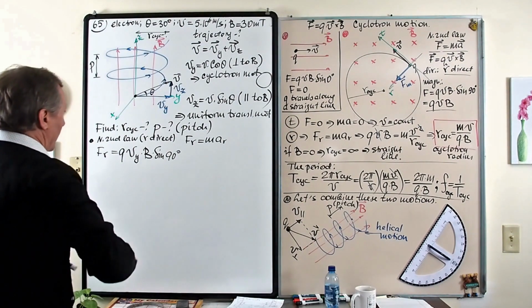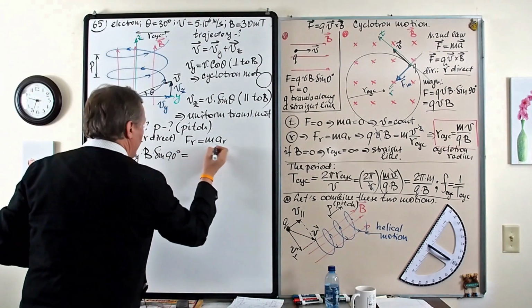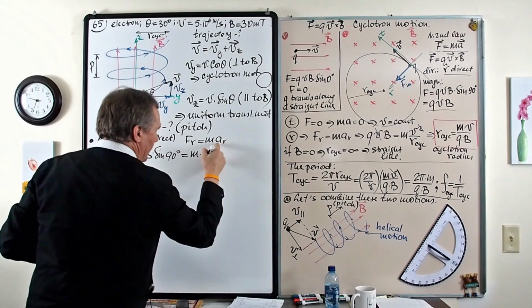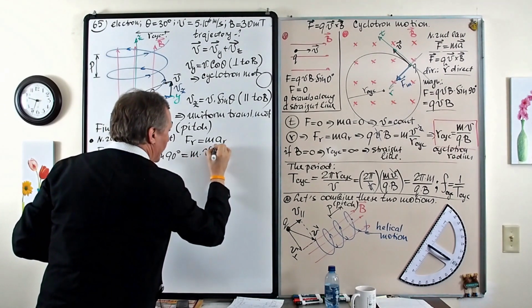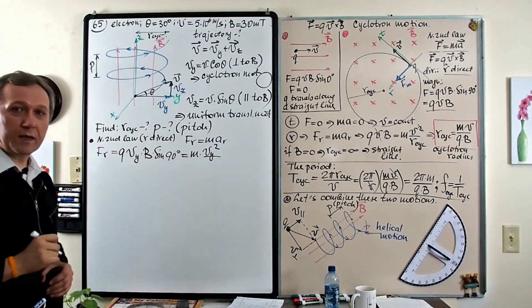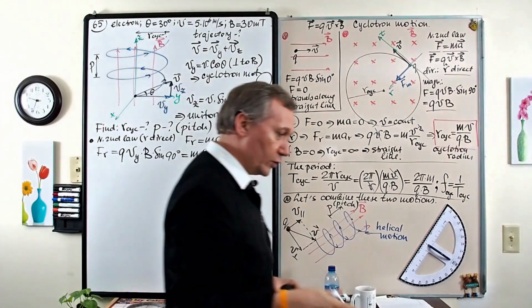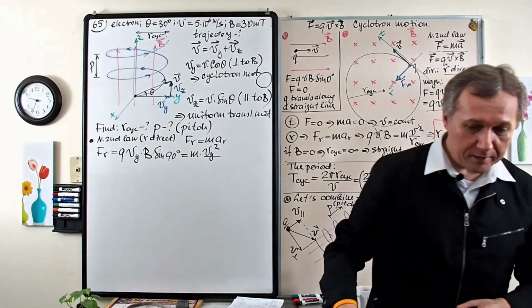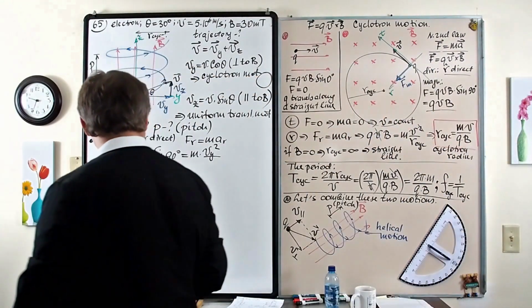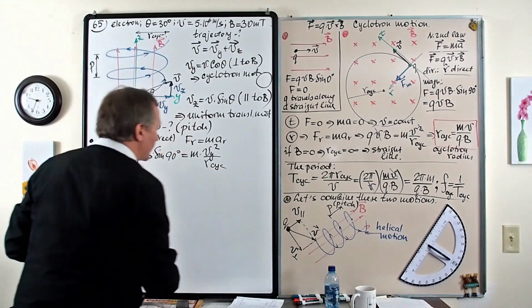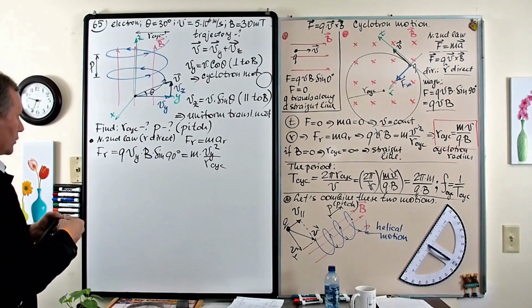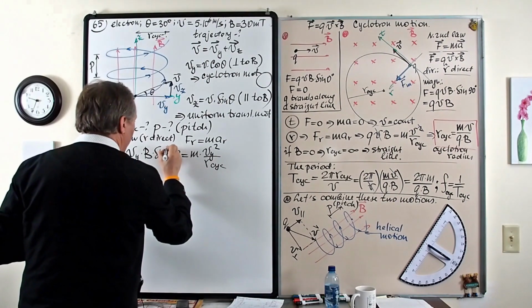Okay. And of course it is equal to mass times, okay, centripetal acceleration. V again, v sub y squared, because that's the component of the velocity involved in this circular motion, divided by r cyclotron, right? So, of course, this is 1.